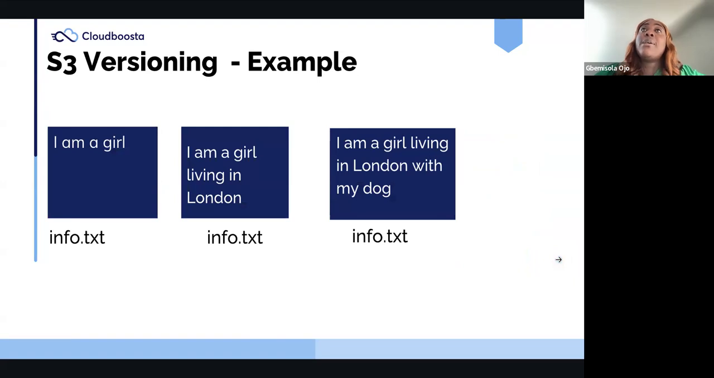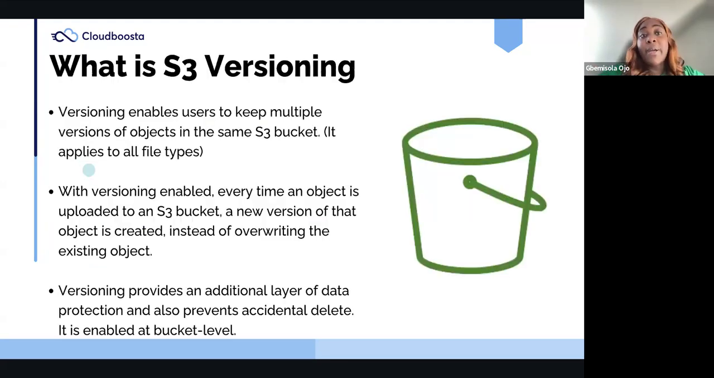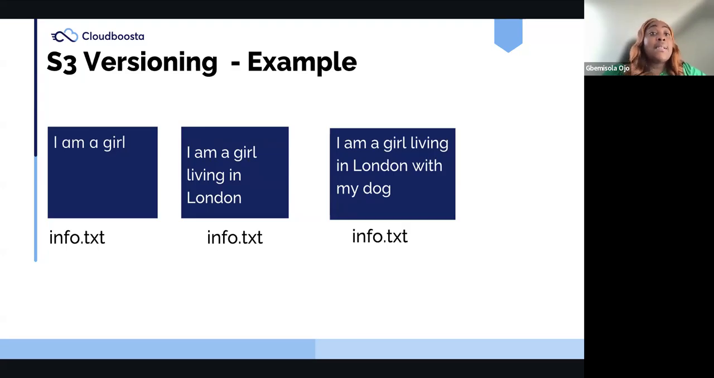So let me explain. For example, let's assume that you have created an S3 bucket and you have enabled versioning on that bucket. And on that bucket, you have stored a file called info.txt. And the only content in that file is "I am a girl." That's what you've written in that file. And then this info.txt file, you upload into your S3 bucket. Now, if you have enabled S3 versioning on that bucket, what happens is that you've uploaded that file to your bucket, right? But the file is still on your laptop and you can edit it however you like. So if you edit it and update it, you say, okay, I'm adding more information to that file. I want to write, "I'm a girl living in London." Still the same info.txt file.